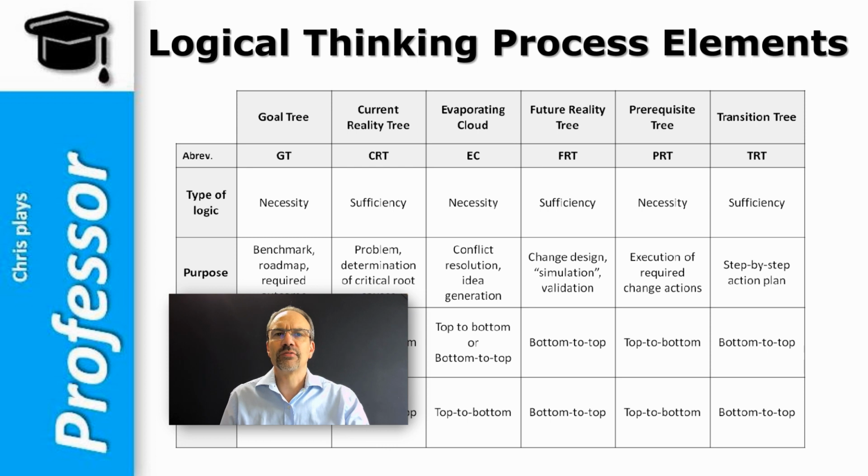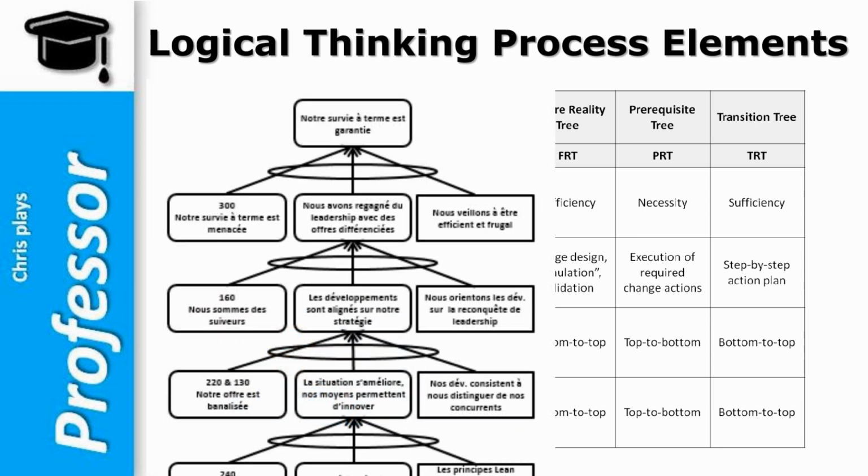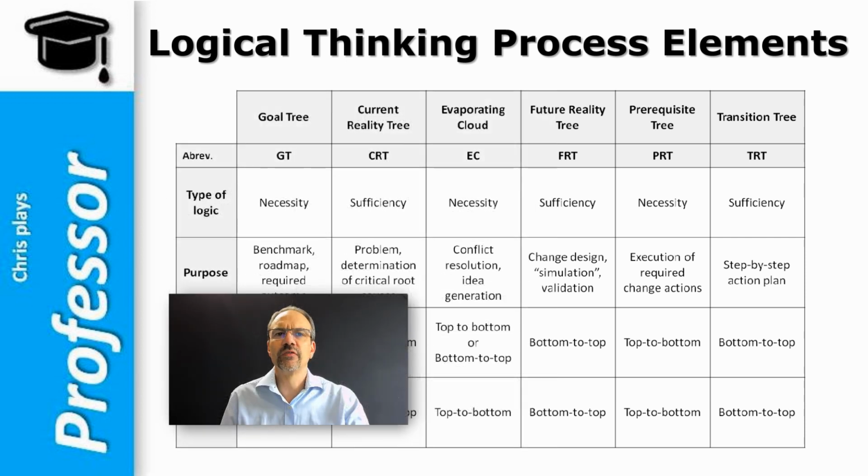The last one is a transition tree. It is built on sufficiency logic. It is a step-by-step action plan that should be built bottom to top and read bottom to top as well. But this tool has proven not very useful, and most practitioners do not use it anymore.